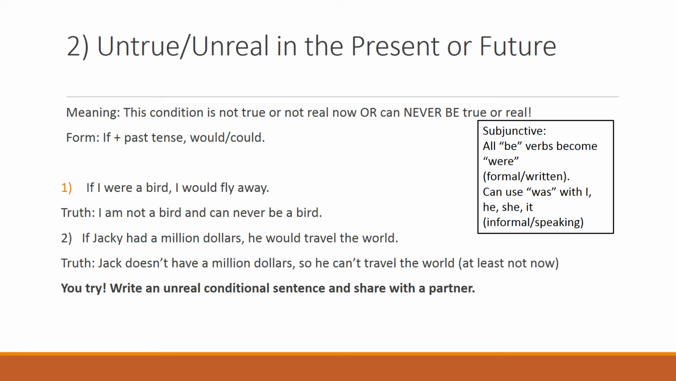Now, it's interesting that you look at the past tense in the if clause, and you might say this is a past tense sentence. So please do not be confused. This is not a past tense sentence. It is an unreal in the present or future. Now, you try writing an unreal conditional sentence, and if you have someone to share with, share with a partner.